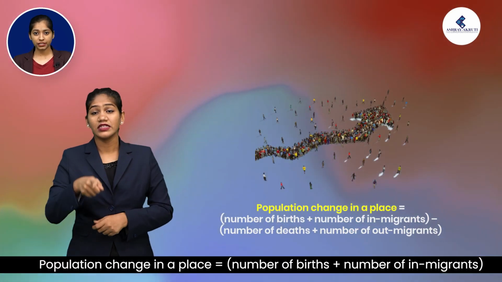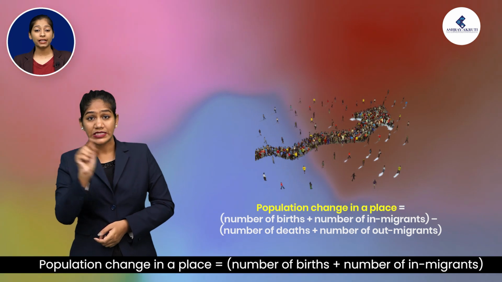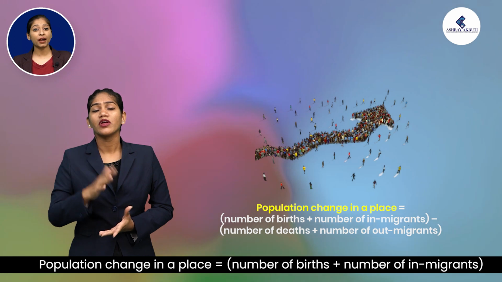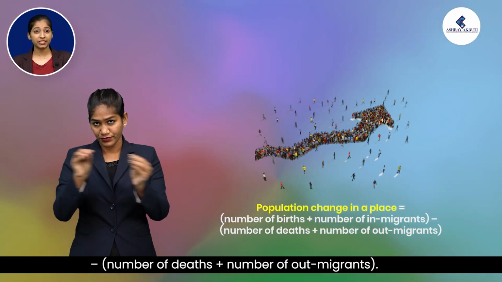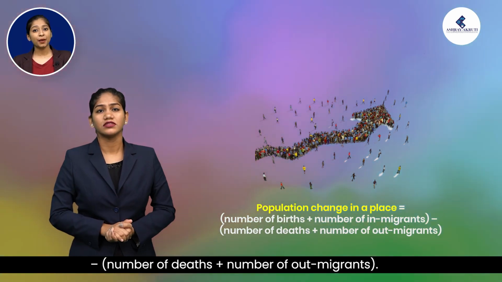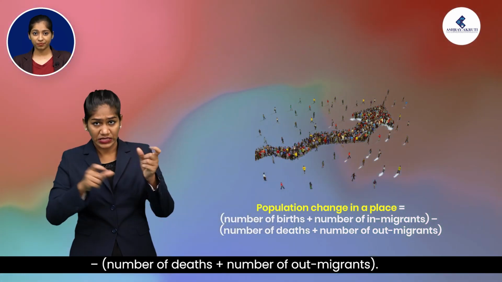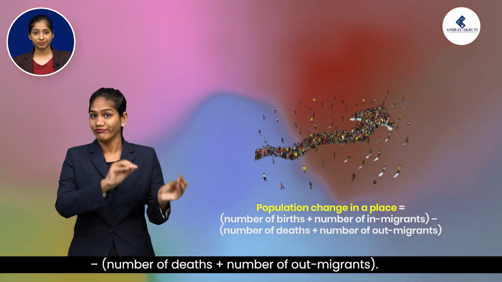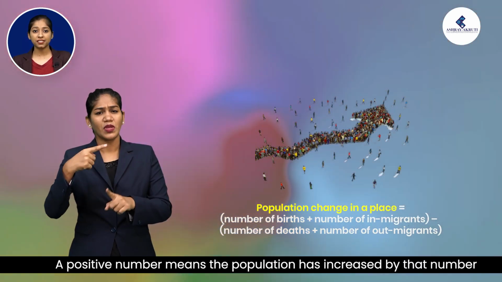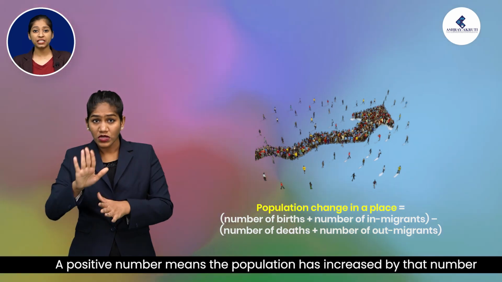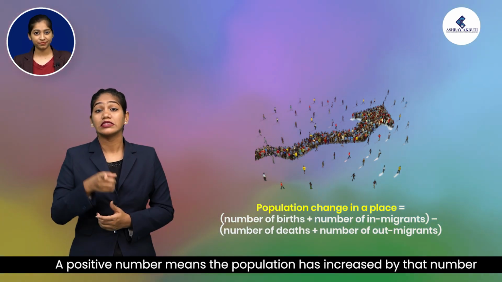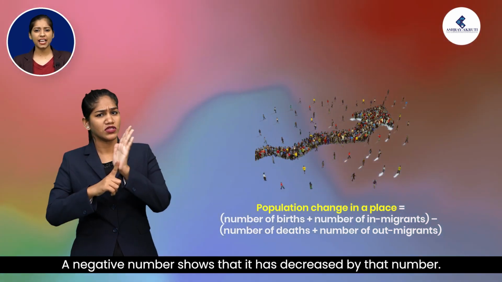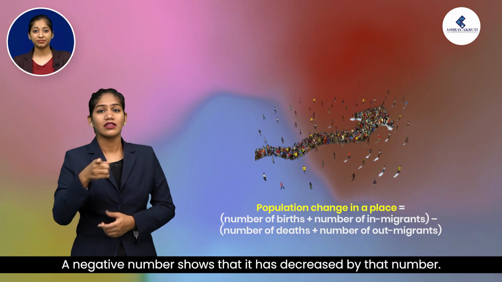Population change in a place is equal to number of births plus number of in-migrants minus number of deaths plus number of out-migrants. A positive number means the population has increased by that number. A negative number shows that it has decreased by that number.